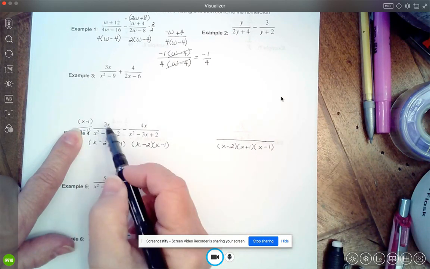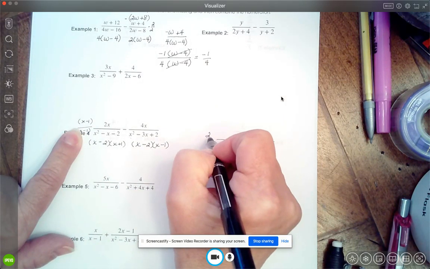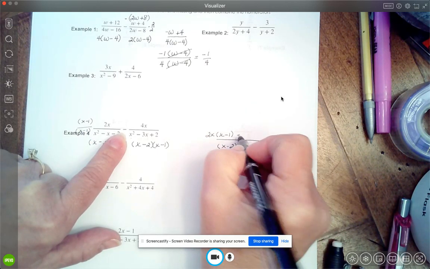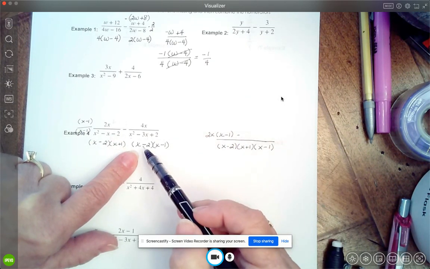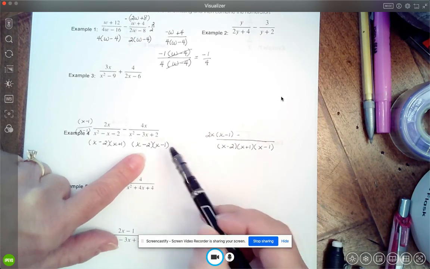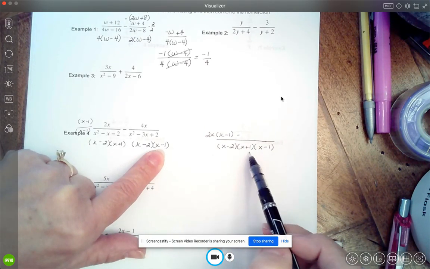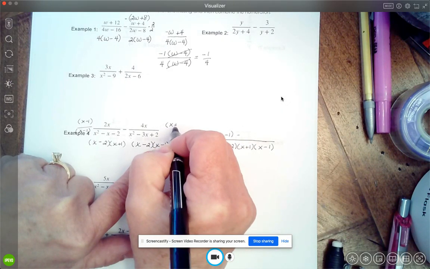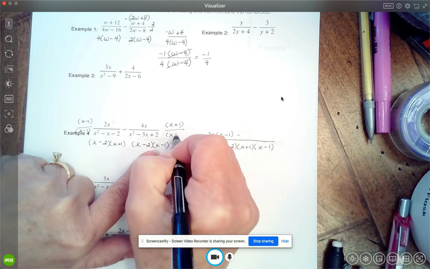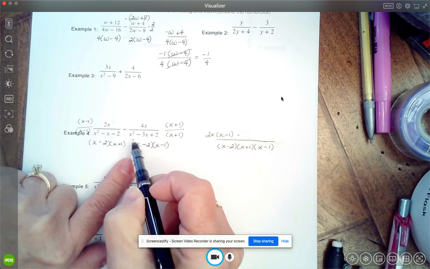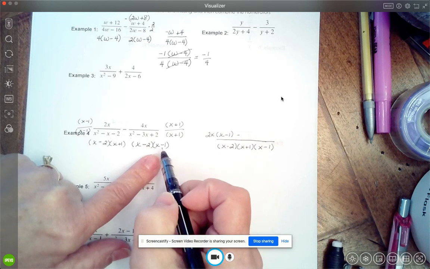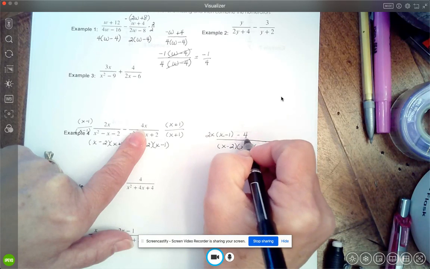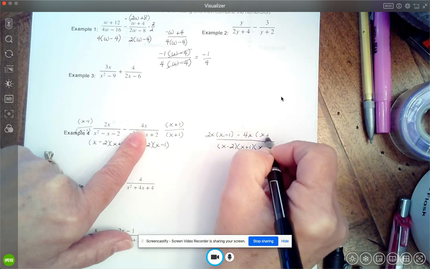So I'm going to say 2x times x minus 1. I'm going to subtract from that. Let's look at this denominator. I have an x minus 2. There we go. x minus 1. There we go. But I also need an x plus 1. Now, here in my denominator, I have x minus 2, x minus 1, x plus 1. And in the numerator, I'm going to say 4x times x plus 1.